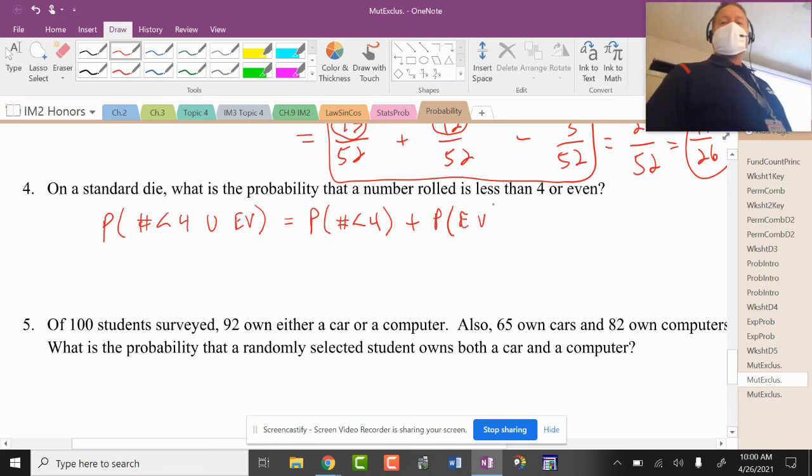Probability of even, and then subtract any number that's in both of these lists. Sorry, less than.